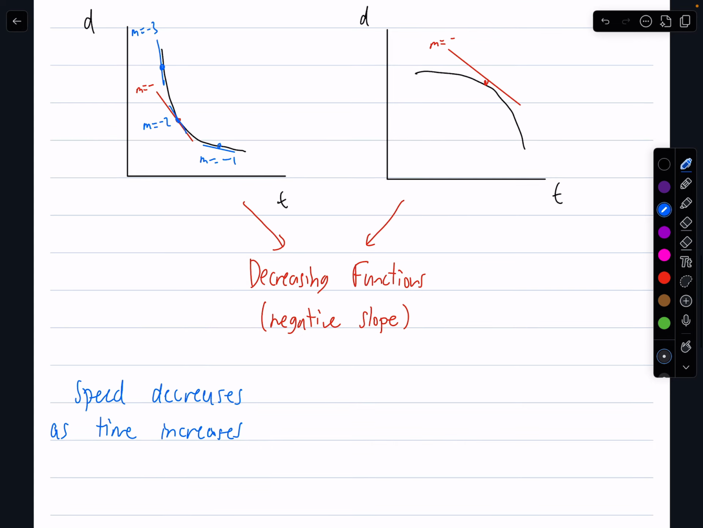Or what about this guy? My slope starts like this. Maybe it's at -1, and then it goes to -2, and then it goes to -3. As you can see, the slope keeps getting steeper and steeper. Therefore, for this guy, my speed would increase as time increases. But notice, even though one's increasing as time increases and one decreases as time increases, the actual functions themselves are decreasing functions because of the slope.